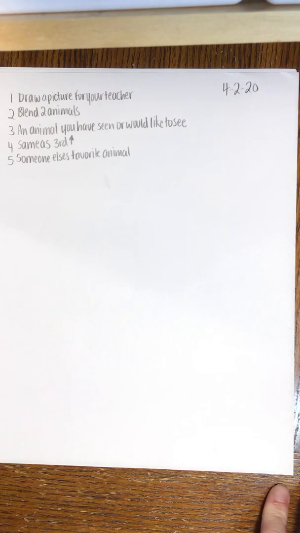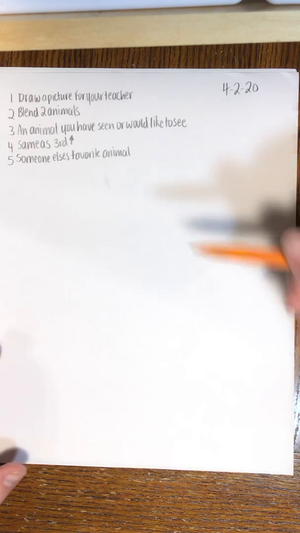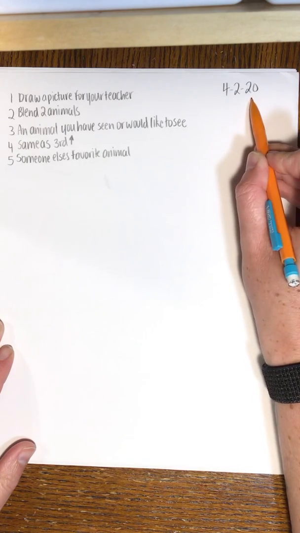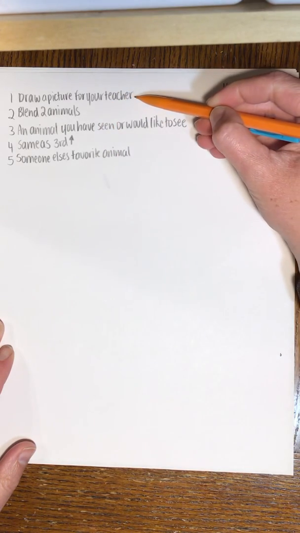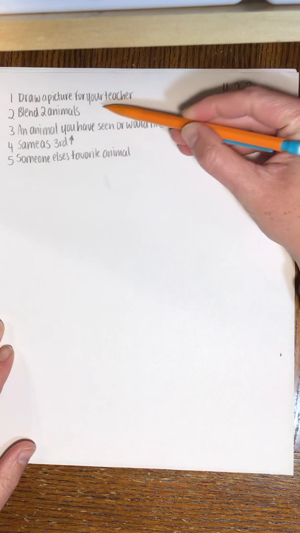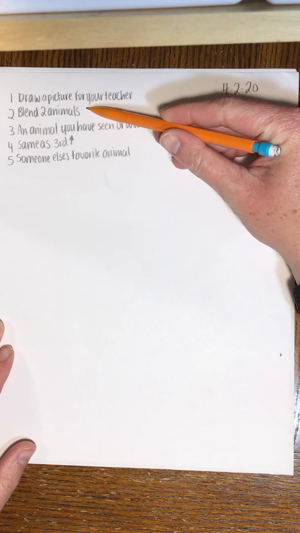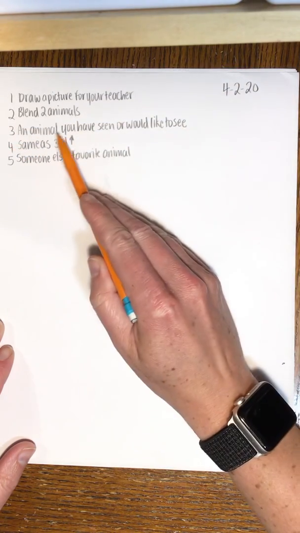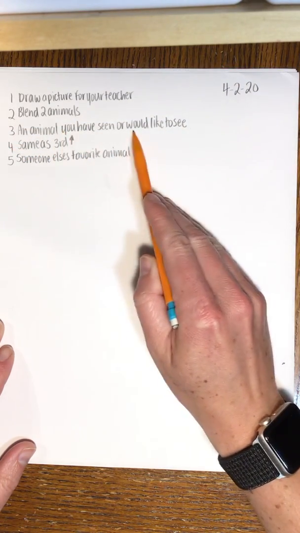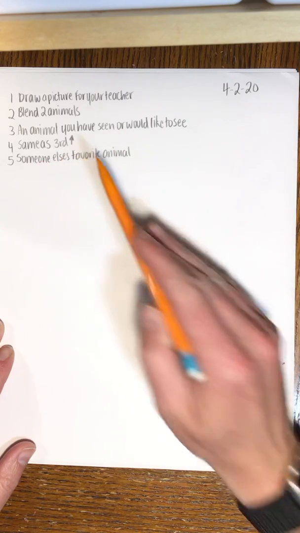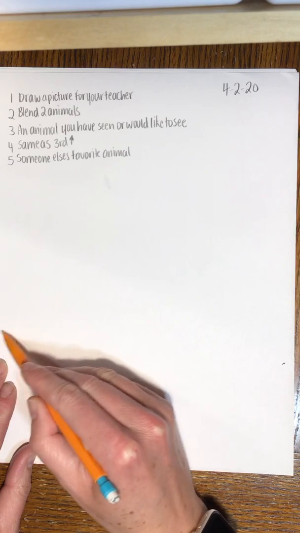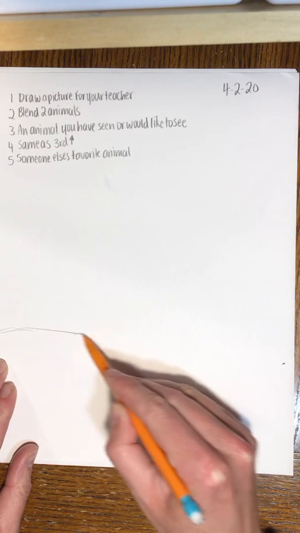Remember to write the date at the top of your paper. Today is April 2nd, 2020. On the left-hand side of my paper, you're going to see each thing that you're drawing for your grade level. Today we're going to be drawing several different animals. Remember, you can draw all of them or just the one for your grade level.